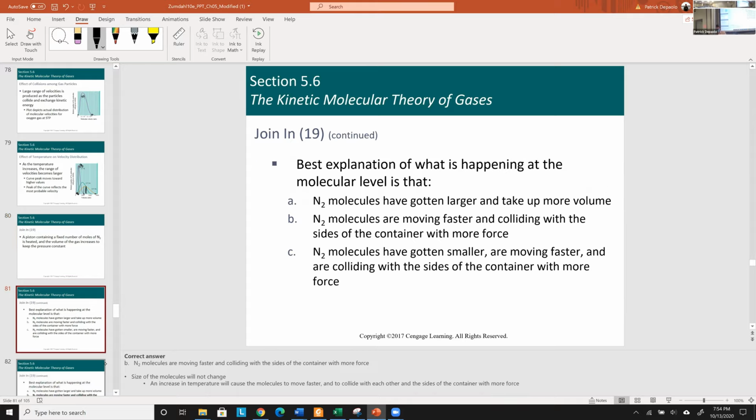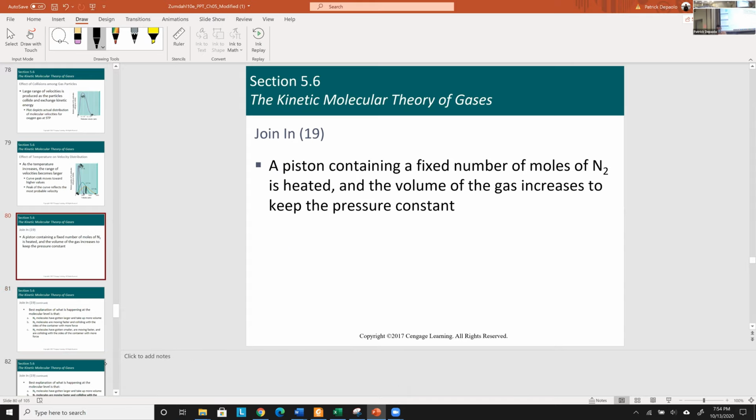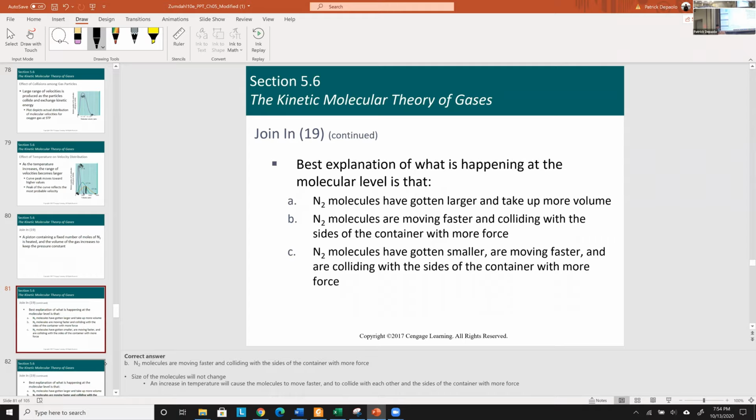Which best explains what's happening at the molecular level? A, N2 molecules have gotten larger and take up more volume. No. Oh, sorry, I gave you the answer, but I don't like that answer. B, N2 molecules are moving faster and colliding with the sides of the container with more force. Or C, N2 molecules have gotten smaller, are moving faster, and are colliding with the sides of the container with more force.